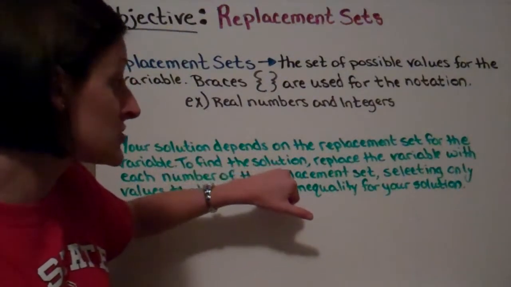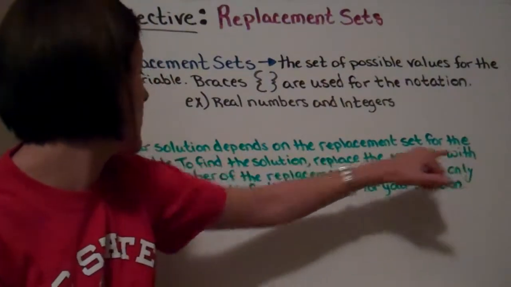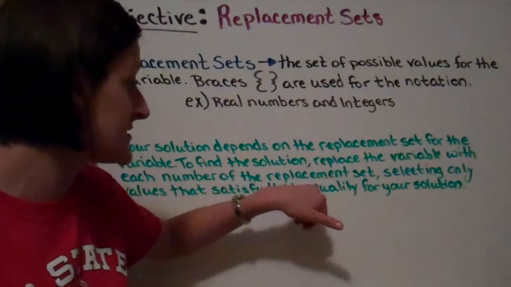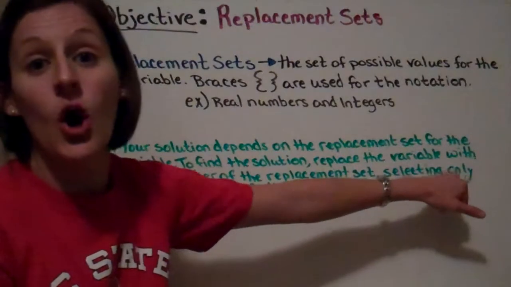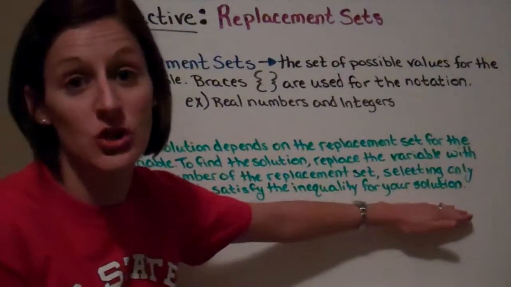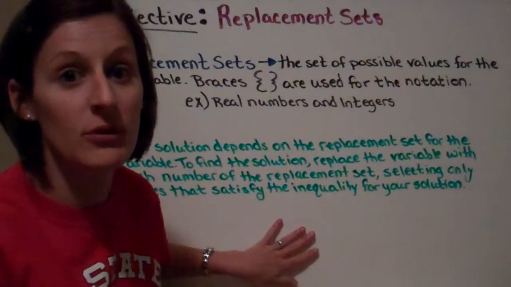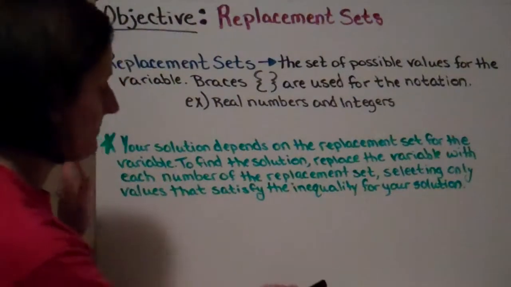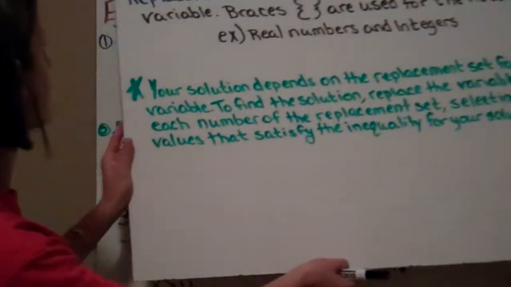To find the solution, you need to replace the variable with each number of the replacement set, selecting only the values that satisfy the inequality for your solution. And these are always going to be with inequalities. Alright, so let's look at some examples.